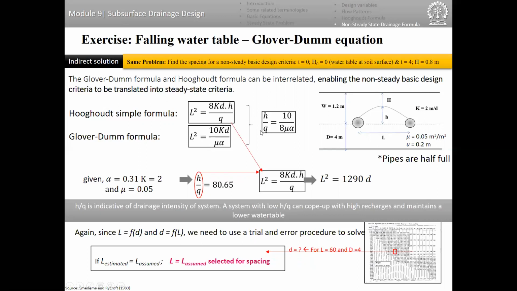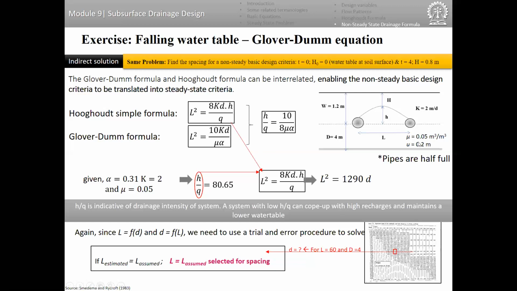So this h by q is actually a very important quantity. This is an indicative quantity that can tell us how responsive our system is. So h by q is indicative of the drainage intensity of the system. If the system has a very small value of this h by q, then it can cope with very high recharge and can maintain a lower water table. So combining these two, we have this expression h by q is equal to 10 by 8 mu alpha.